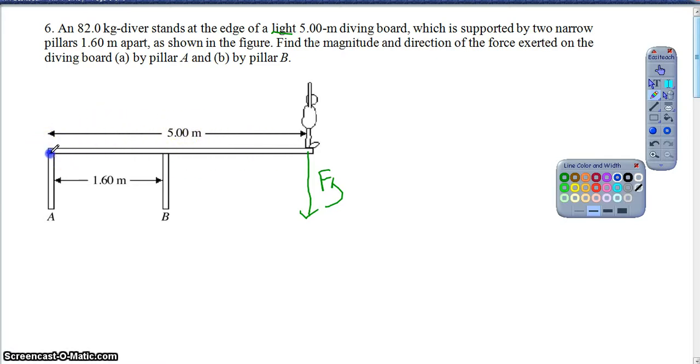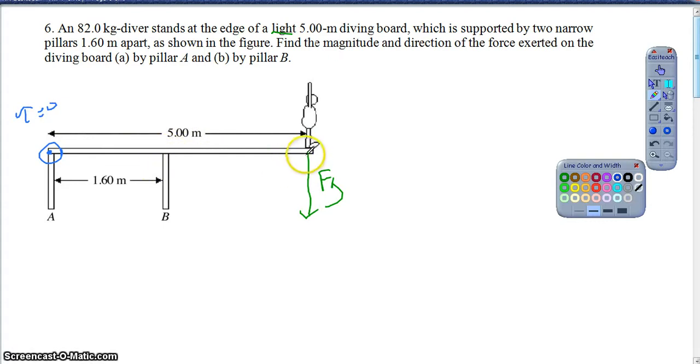And so let's choose over here. Let's choose this contact point to be our pivot point. We know that the board is not rotating about that pivot point, and therefore the sum of torque needs to be 0. So since the sum of torque needs to be 0, the torque produced by beam or pillar B and the torque produced by the force of gravity have to be equal and opposite, right? They have to add up to be 0.